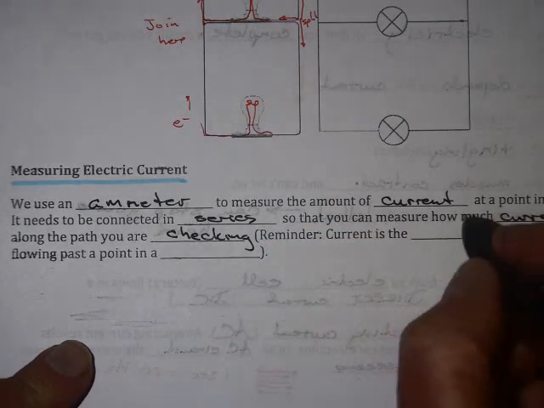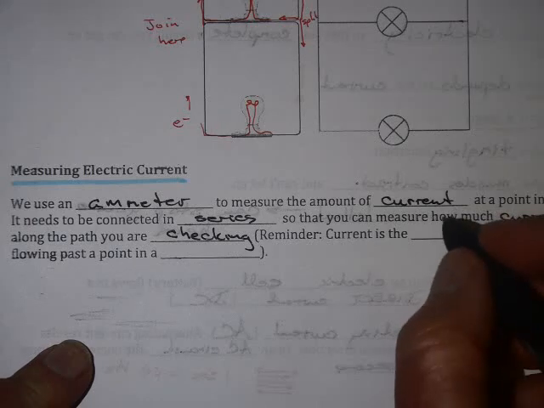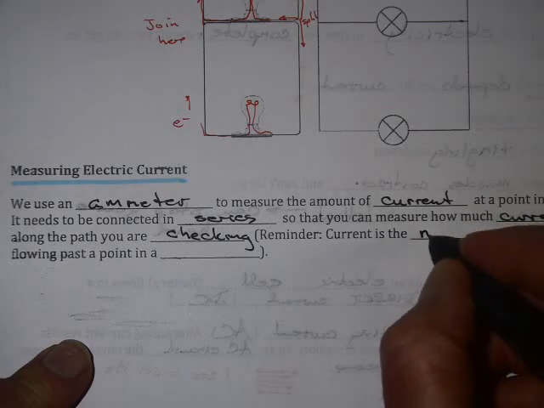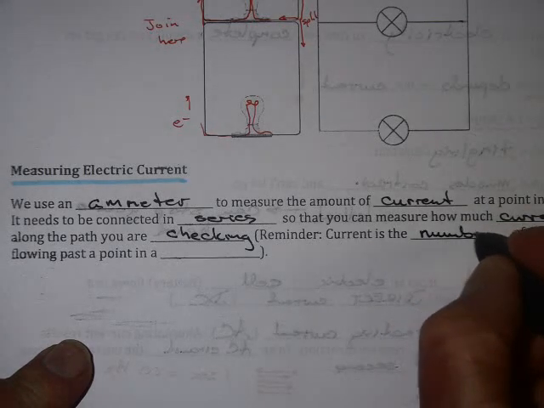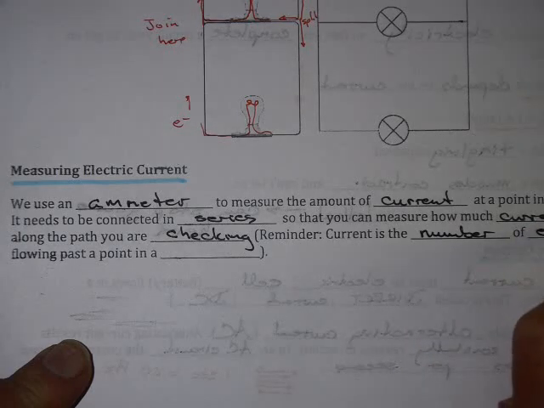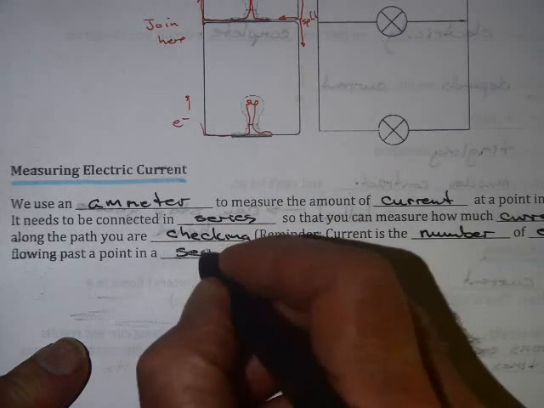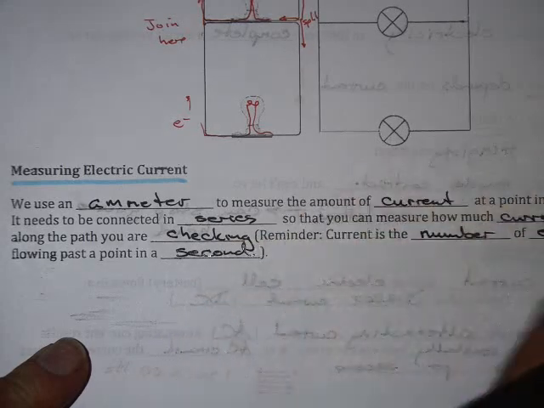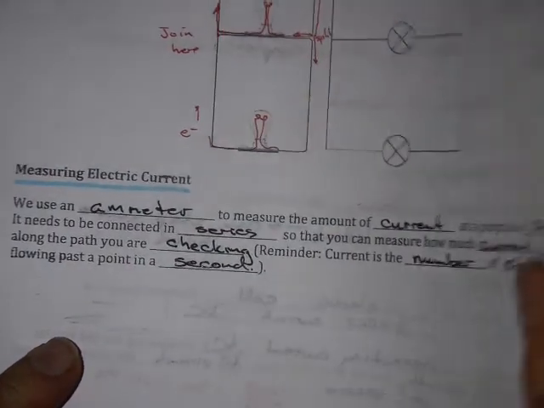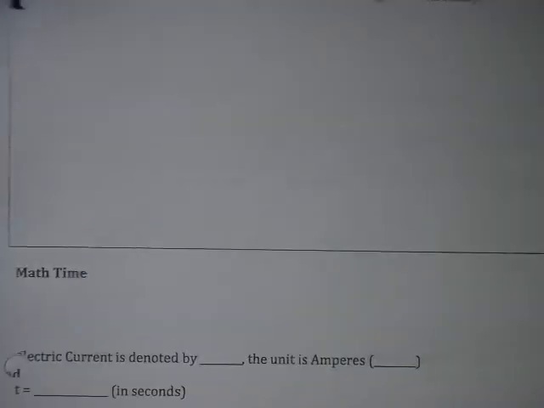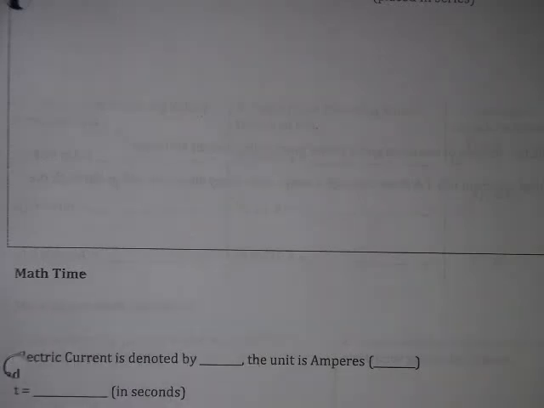So current is the number of electrons flowing past a point in a second. And we talked about that before. Okay, page over. Page 307 of your notes.